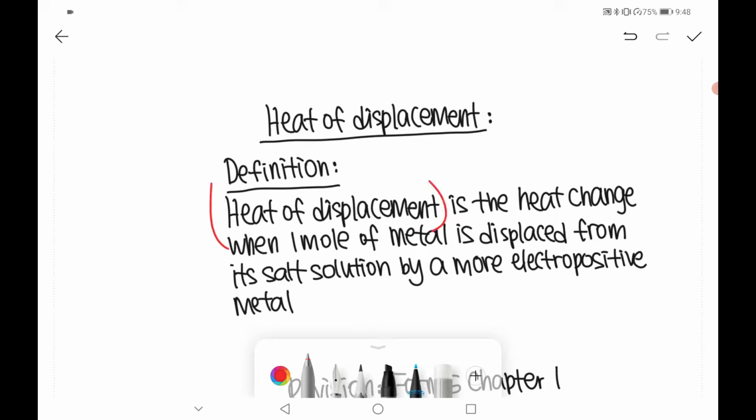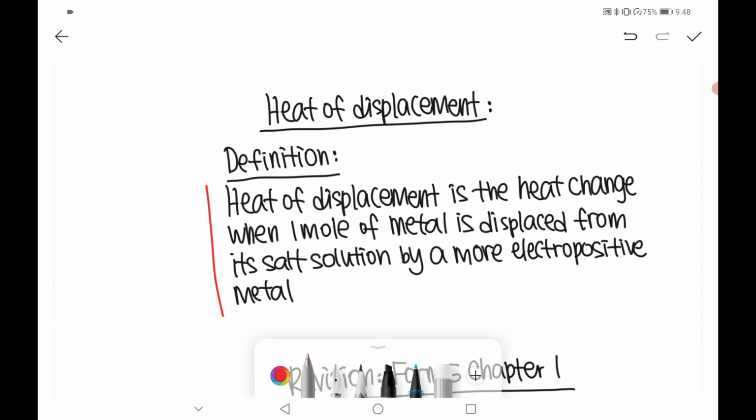Heat of displacement is the heat change when 1 mole of metal is displaced, where we kick the metal out from the salt solution. Who kicks the metal out? A more electropositive metal. The more powerful gangster can go into the solution and kick 1 mole of metal out from the solution, and this is what we call heat of displacement.